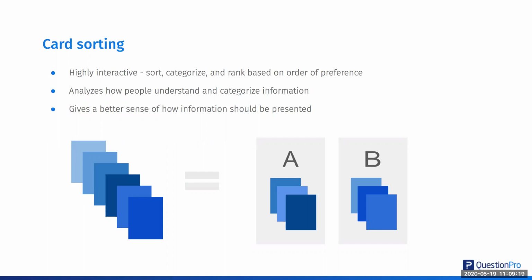Card sorting is basically a highly interactive question and research technique that allows respondents to sort items into categories. I know it sort of speaks for itself, but this could be done online or in person, and you would basically drag and drop items into respective categories. This helps discover how people understand and categorize your information. You can also categorize attributes or cards, or sort and rank them based on order of preference, whether it's high versus medium versus low priority, or how frequently you use them, things like that.